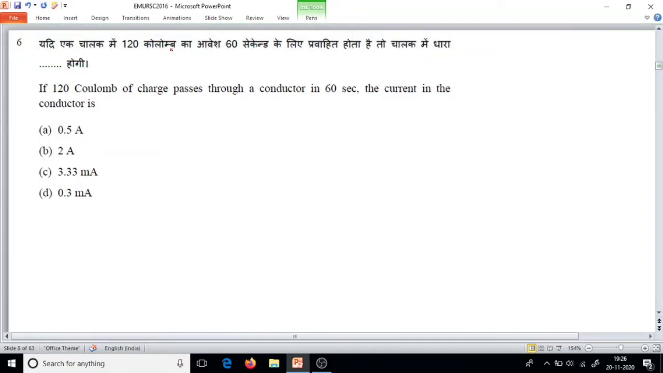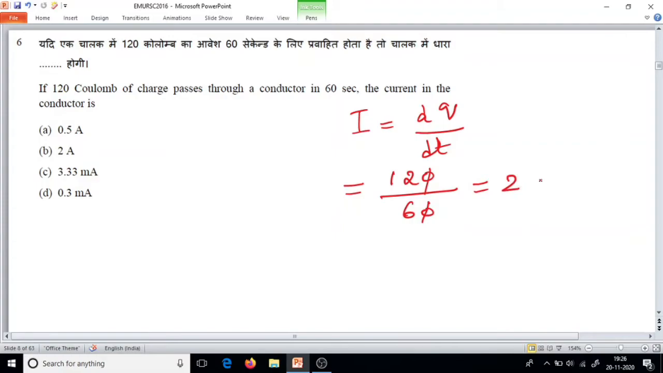Question number 6. If 120 coulomb of charge passes through a conductor in 60 seconds, the current in the conductor is, what is current? I equal to dQ by dt. Q has been given, dt also has been given. What is the value of Q? 120. What is the value of t? 60 seconds. Now we have to find I. 120 by 60 is 2. So 2 amps of current flows in the conductor.